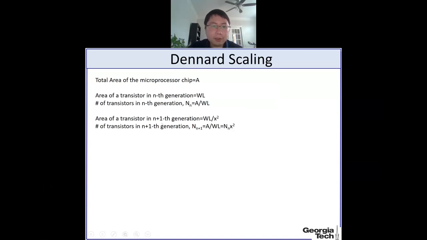Then let's assume the scaling to the next generation, N plus 1. So the dimensions of the W and L will decrease by X. So W times L will decrease by X squared. That means the number of transistors will increase by X squared, because let's assume the total chip area is the same. Just assume this is constant.